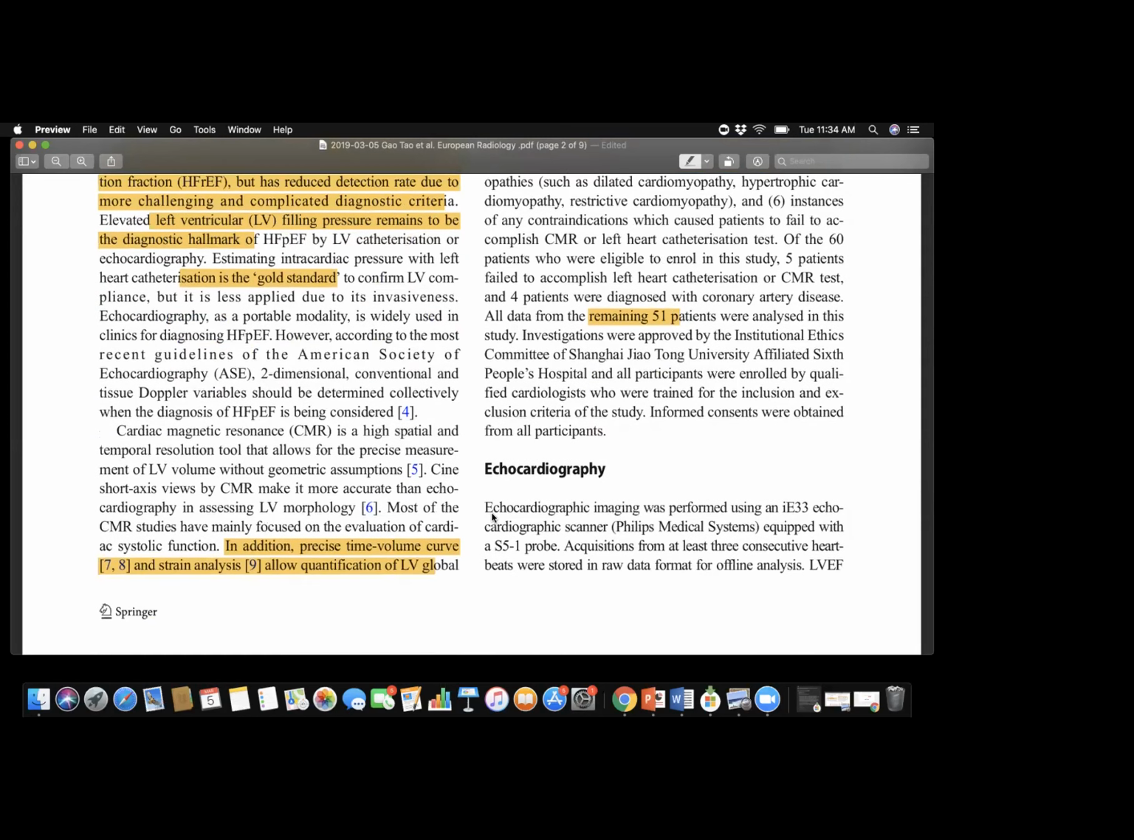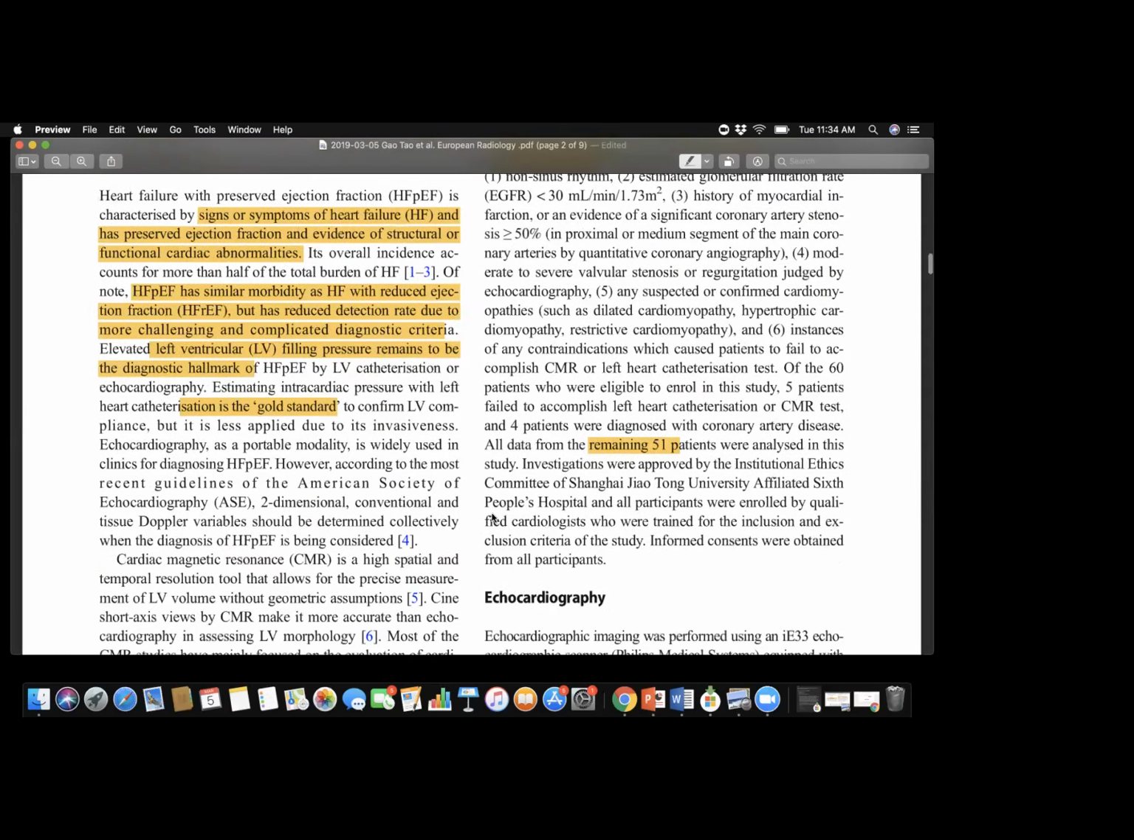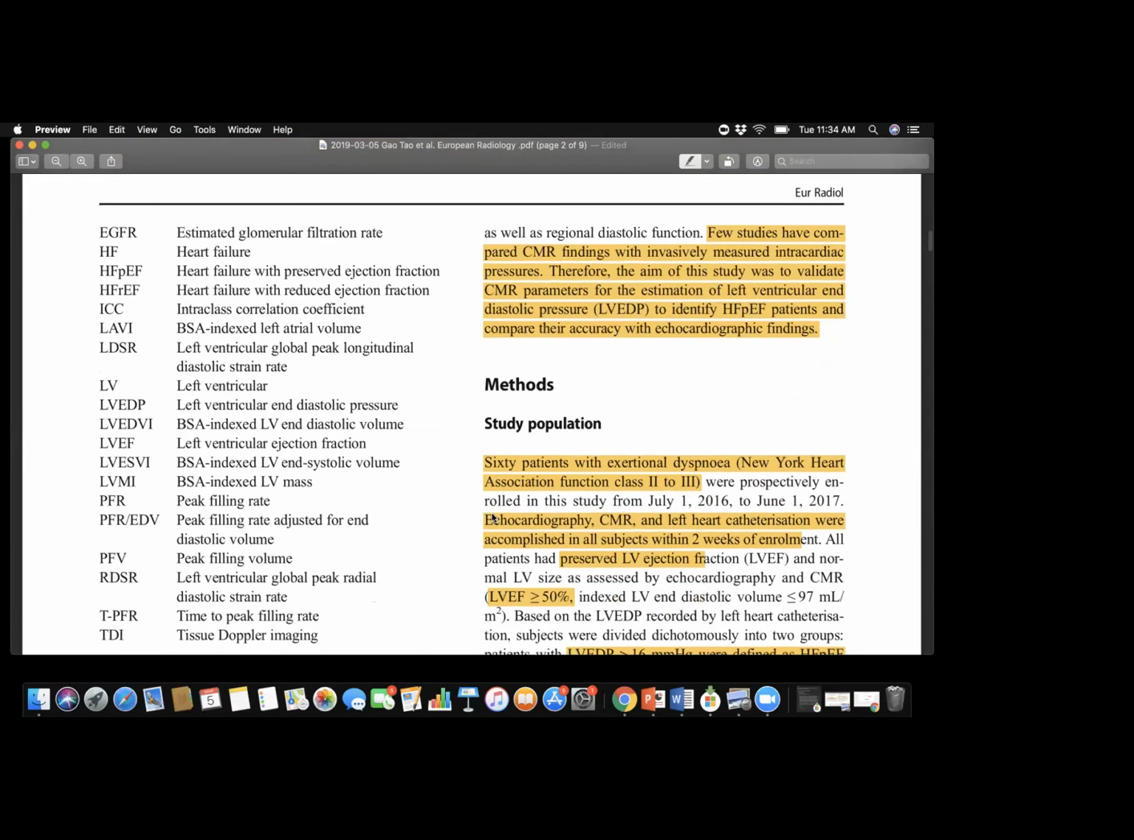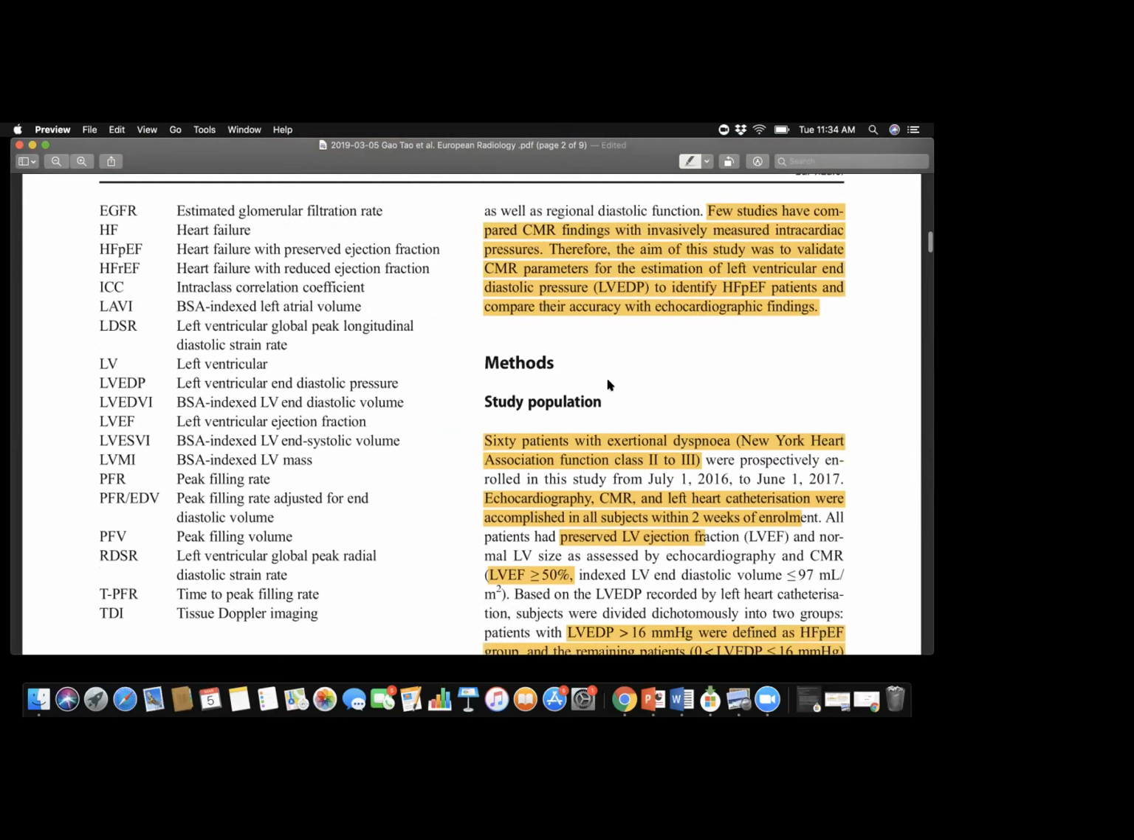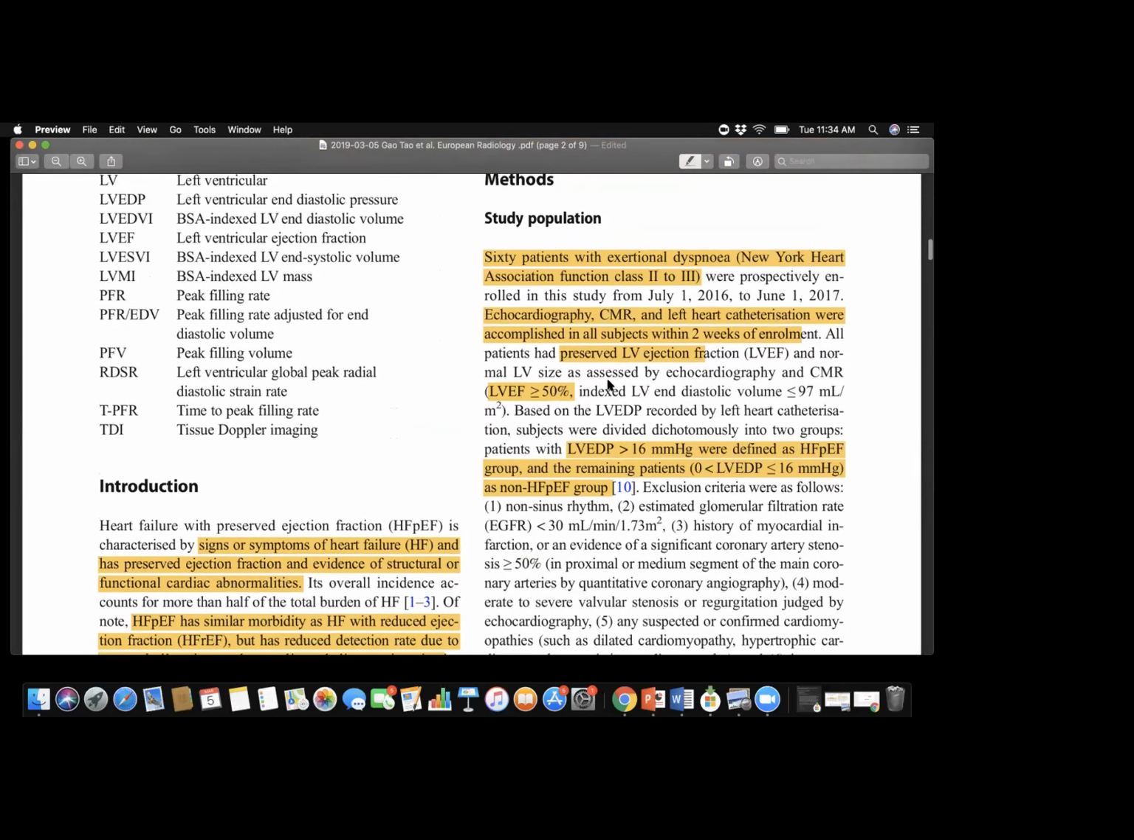Echocardiography can also give you an estimate of your end diastolic pressures. With MRI, in addition to assessments of systolic function, using the time volume curves and strain analysis, we could quantify diastolic function as well. So that was the aim of this study: to validate some CMR parameters, a diastolic parameter and a strain parameter, for estimation of the left ventricular end diastolic pressure in HFpEF patients, and compare them with the echocardiographic parameters as well.